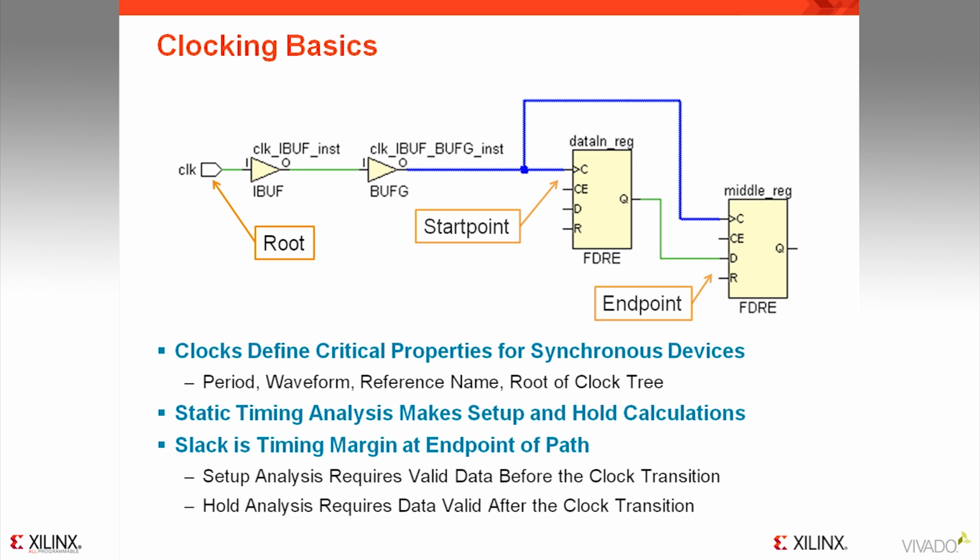Data is launched from a start point and is captured at the end point, which is where the timing checks occur. Slack is the difference in the data arrival and the required time. If you have positive slack, it ensures correct circuit behavior, avoiding capturing incorrect data and other bad phenomena such as metastability. This particular diagram is simple, but the concepts are the same for more complex circuit topologies, including clock-modifying blocks such as MMCMs and PLLs.